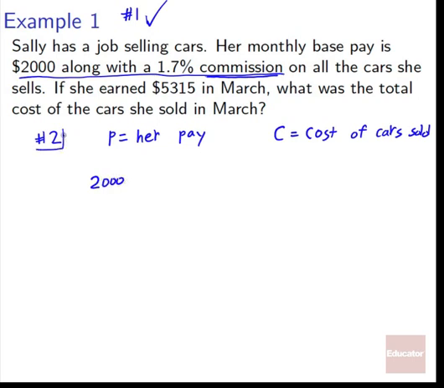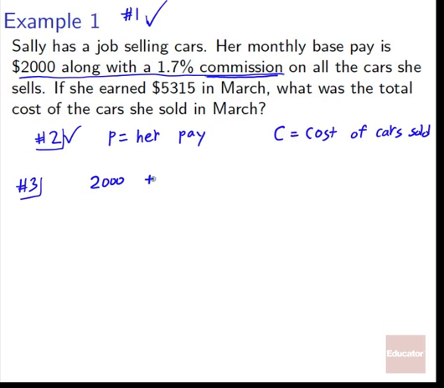So number two, done. We figured out the things that we need to talk about: her pay and the amount of the cars that are sold. The two variables that we're really looking at. Number three, we set up equations. So we want to have some way of being able to talk about her pay, right? $2,000 plus 1.7% of the cost of those cars sold. So how does that work out?